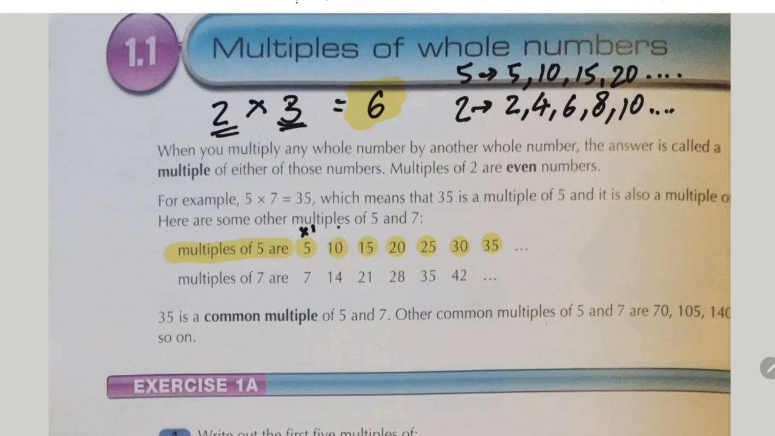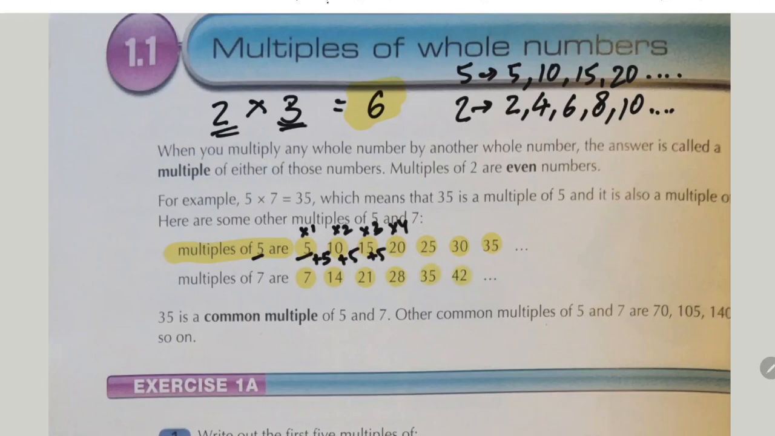5 times 1 is 5, 5 times 2 is 10, 5 times 3 is 15, 5 times 4 is 20. Or you start with the number and do repeated addition: 5 plus 5 is 10, 10 plus 5 is 15, 15 plus 5 is 20. Either way, multiples are like times tables or simply repeated addition. In the same way, multiples of 7 are 7, 7 plus 7 is 14, or 7 times 2 is 14, then 21, 28, 35, and 42.